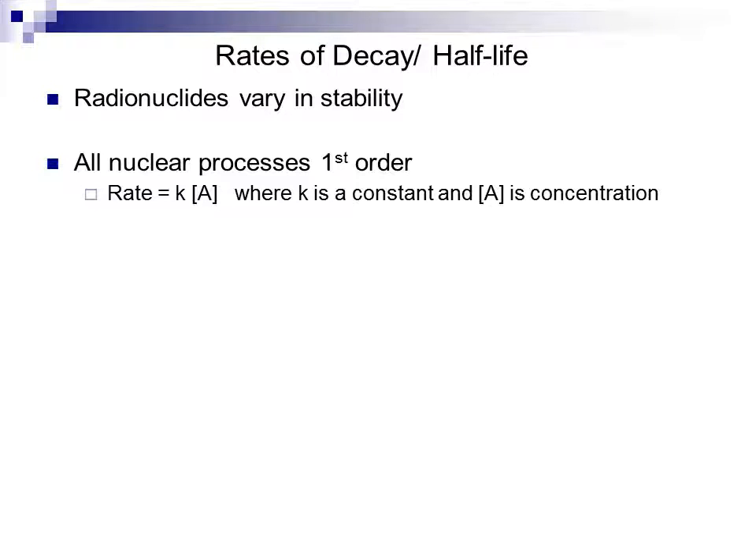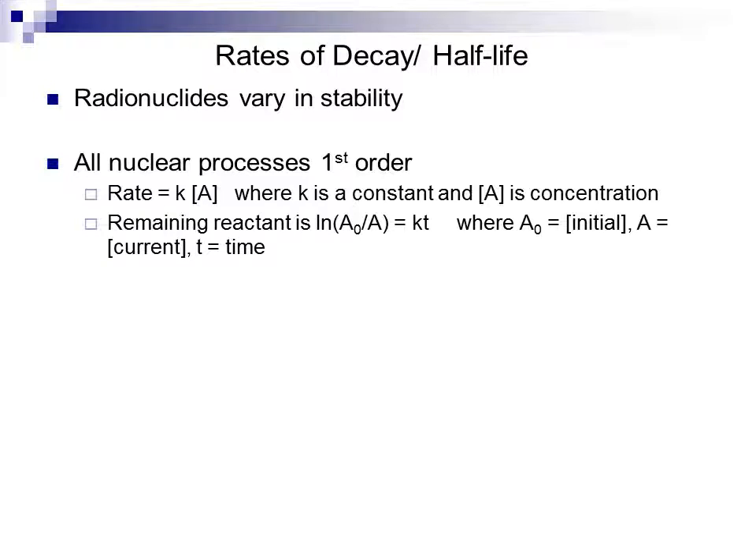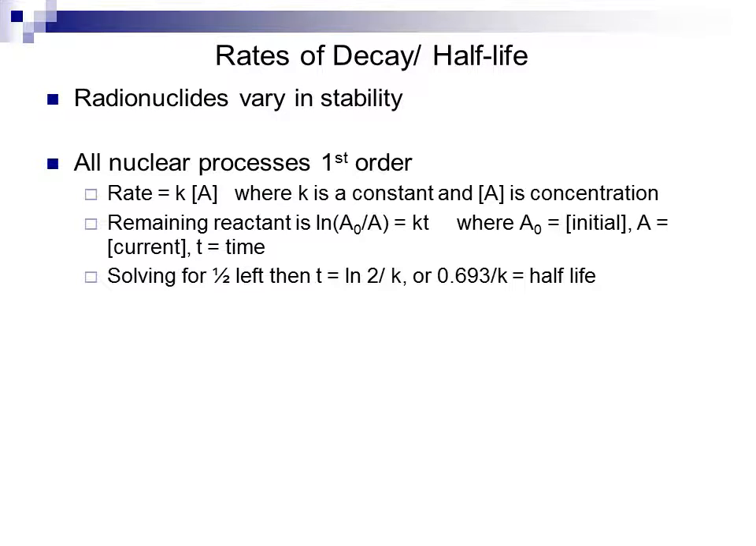The rate of a nuclear equation is equal to a constant K times its concentration. We can set up an equation to solve for the remaining reactant after any particular time from the start that is expressed as the natural log of the initial concentration divided by the current concentration set equal to the K constant times time. If we solve for the time left at 1/2 of the original concentration, we find that the time is equal to the ln of 2 over K, which is 0.693 over K.